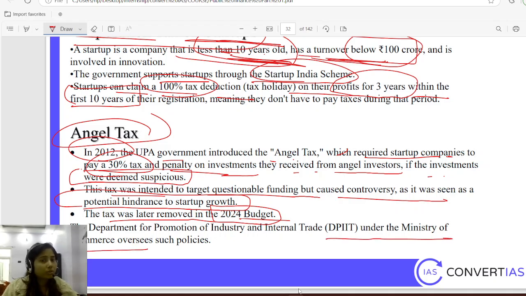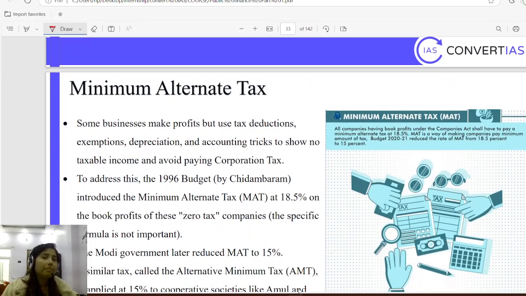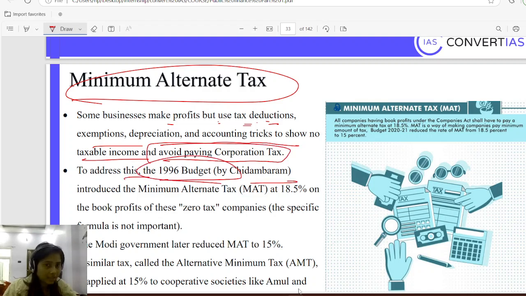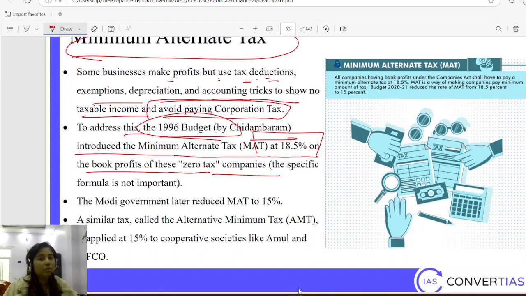DPIIT under the Ministry of Commerce oversees such policies. Okay. Minimum alternate tax. I have already explained to you that those companies which are earning lesser than the threshold income will be paying minimum alternate tax and they will be free from all other liabilities. Some businesses make profit but use tax deduction, exemption, depreciation, accounting tricks to show no taxable income and avoid paying corporation tax. To address this, the 1996 budget introduced MAT at 18.5% on the book profit of these zero tax companies. So if you are paying the minimum MAT of 18.5%, then you are free from other kinds of liabilities.